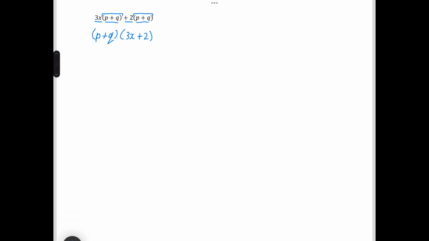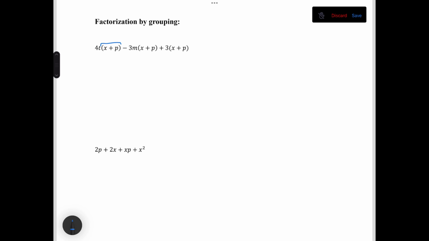When brackets are repeated, we write it down once. Right, let's see. X plus p in a bracket, x plus p in a bracket, and x plus p. What did I say previously? When brackets are repeated, we only write it down once. So let's write it down once. X plus p. There we go. And the coefficients, the numbers in front, we write in the next bracket. Remember that. It's a key skill. So it's going to be 4t minus 3m plus 3.